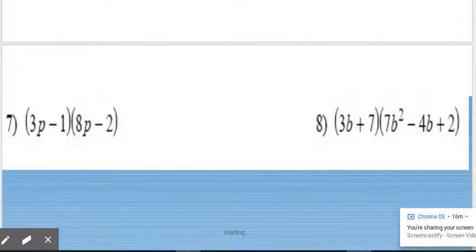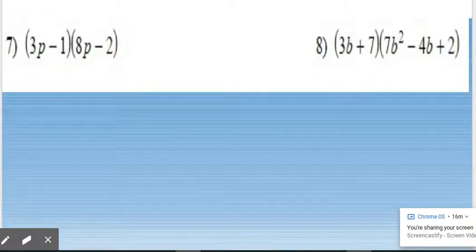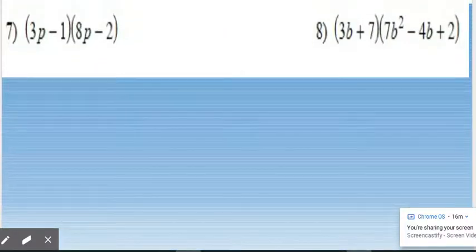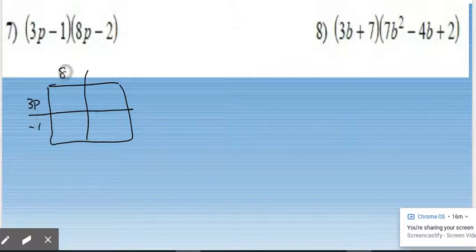Let's go ahead and try a couple. If you would go ahead and pause the video and complete these two problems. All right, number 7 needs a 2x2 box. I'm going to put 3p minus 1 there, 8p minus 2 there, and I'm going to do my multiplications. 3p times 8p is 24p squared. You got to remember when you multiply p's to add the exponents. 3p times negative 2 is negative 6p.